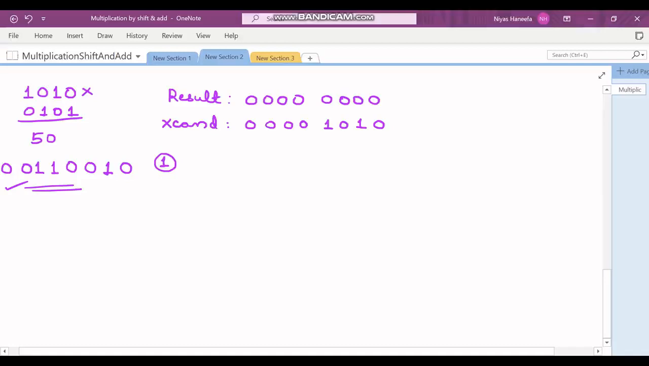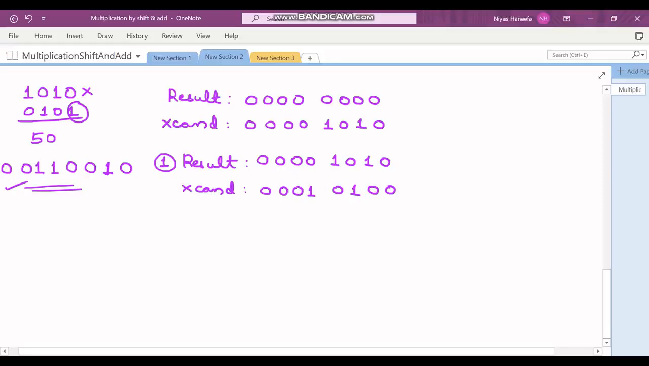Iteration 1. So what is the first bit of the multiplier? The lowest bit of the multiplier is equal to 1. So what we will do, result becomes result plus multiplicand, right? So these two will add, so it becomes 1 0 1 0. This is the new result along with the upper 4 bits. Then what will happen to the multiplicand? The multiplicand, after doing this, will get shifted by 1 bit to the left. So 1 comes here, 0 1 0 0 will be padded at the end. So this is the new multiplicand.